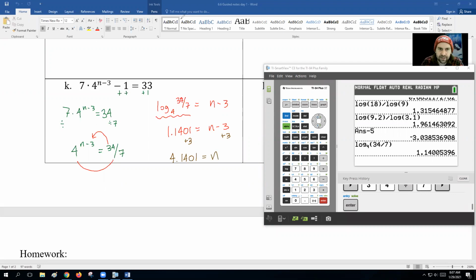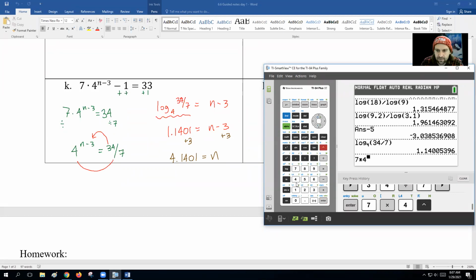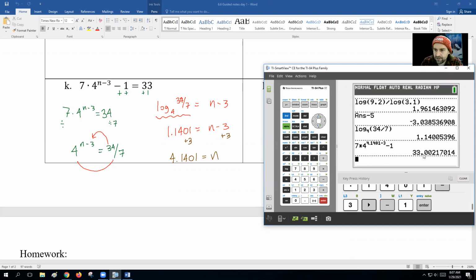And just to double check here, if you were to type that into the calculator, 7 times 4 to the 4.1401 power minus 3, and then minus 1. So basically we just replace the n with our answer, press enter, we get 33.002. So that's pretty darn close to 33, and it would be closer if we include more decimal points. So we did it right.